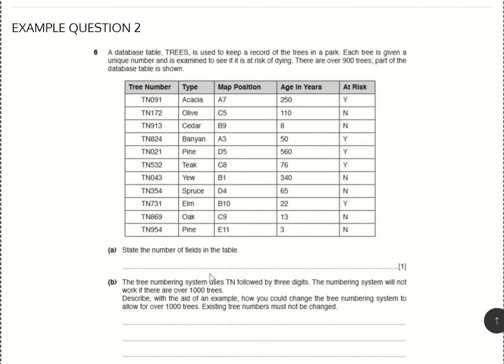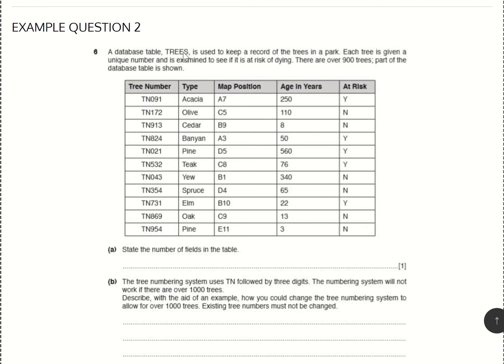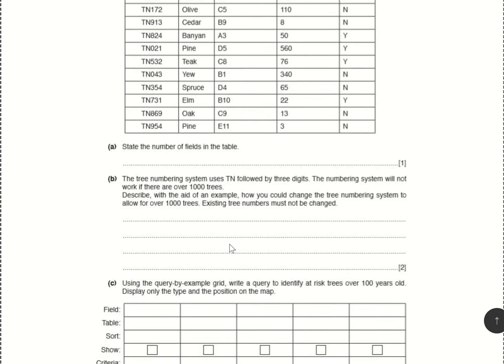Okay. A database table trees is used to keep a record of the trees in a park. So this has a number of fields. A field is this and the records are this. So 1, 2, 3, 4, 5 fields.